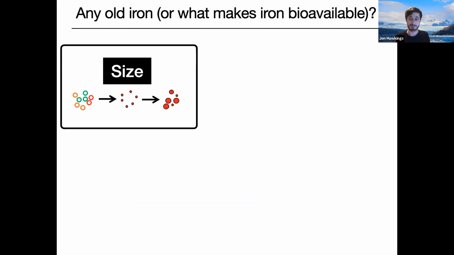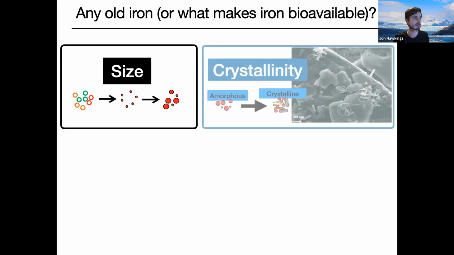This is me simplifying a very complex system in one slide, but it's really to frame the rest of the talk. What makes iron bioavailable? I've told you it doesn't like to stay dissolved in water, which is a big issue for organisms. There's a few things that make it more reactive to organisms, or more bioavailable to organisms. The first one is size, and that's fairly self-explanatory. Smaller particles have higher surface areas and are more reactive.